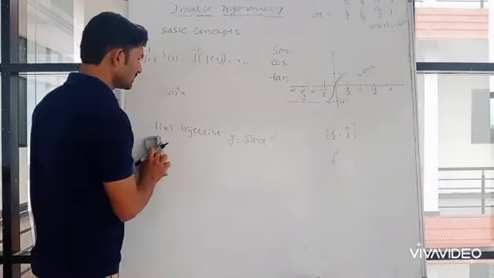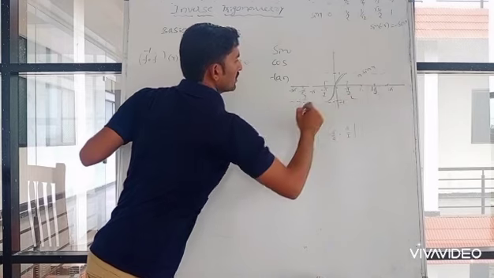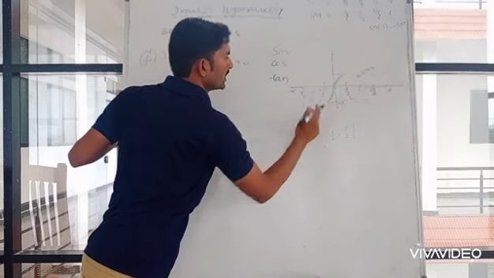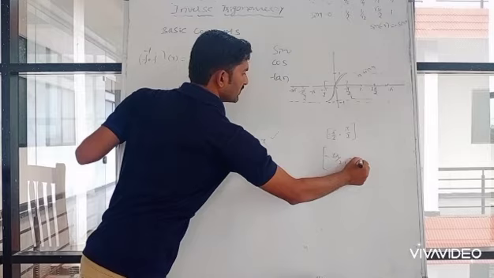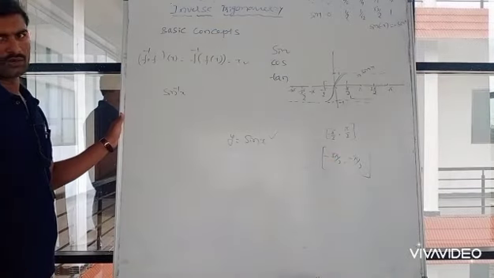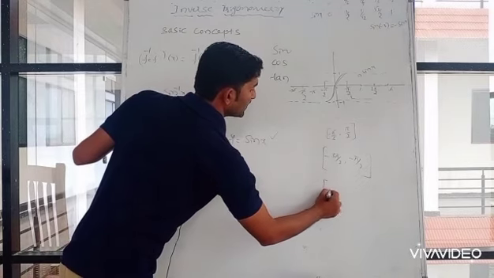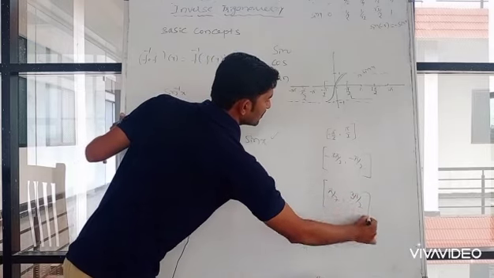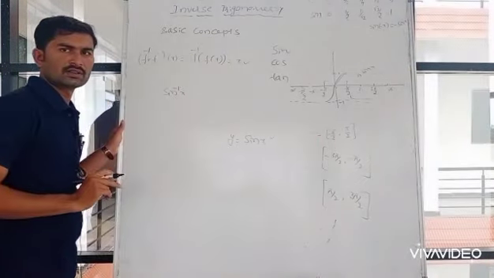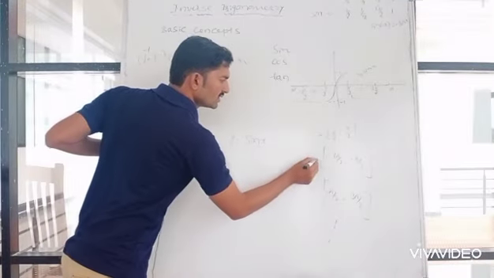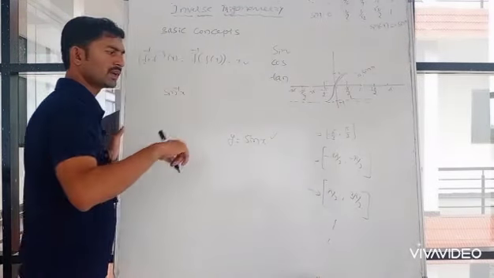This is how the inverse will exist. You may consider this range also, minus 3 pi by 2 to minus pi by 2 also you can consider. If you consider this interval also, the function will be both 1-1 and onto, or else you can consider plus pi by 2 to plus 3 pi by 2 and so on. So in each interval the function is both 1-1 and onto, bijective.